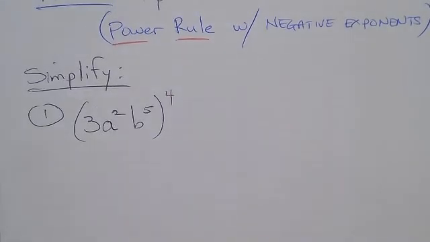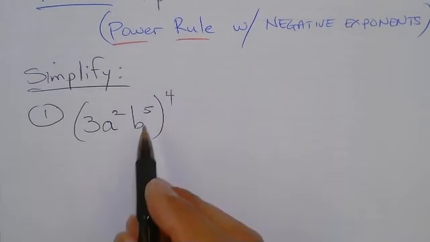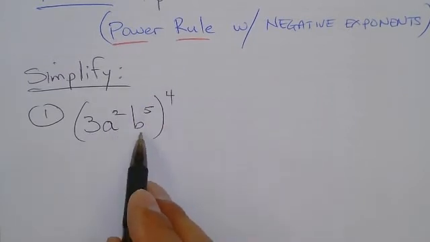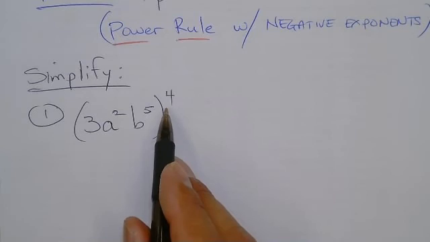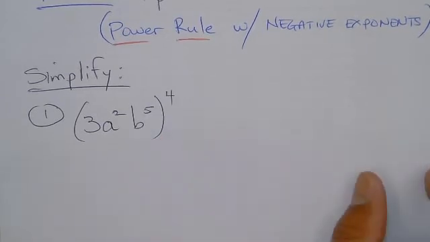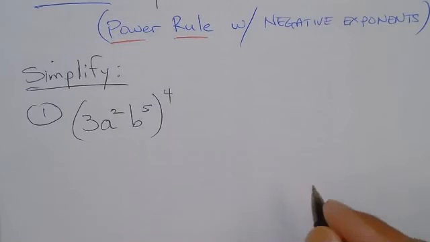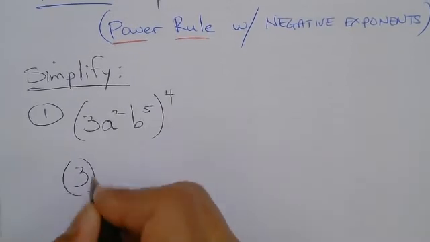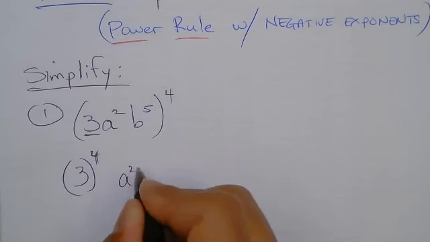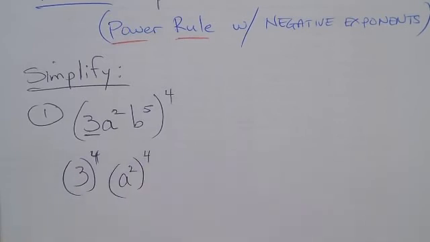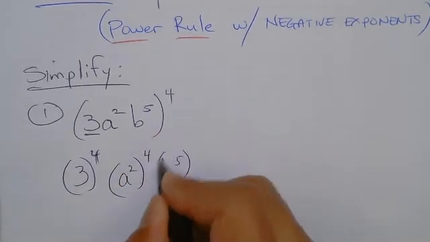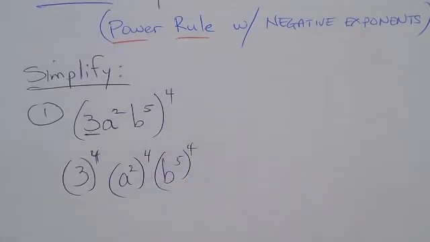Okay, well, each of these terms has to get a power of what? A power of 4. We're not going to sit here and do product rule and copy this 4 times. No. We're going to do it the power rule. Power rule means that 3 gets a power of 4, the a squared gets the power of 4, they all get the power of 4, and the b to the 5 also gets raised to the power of 4.